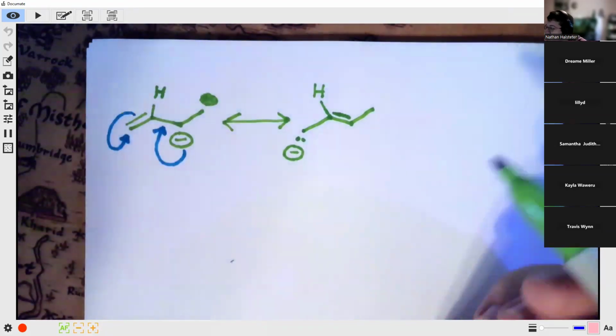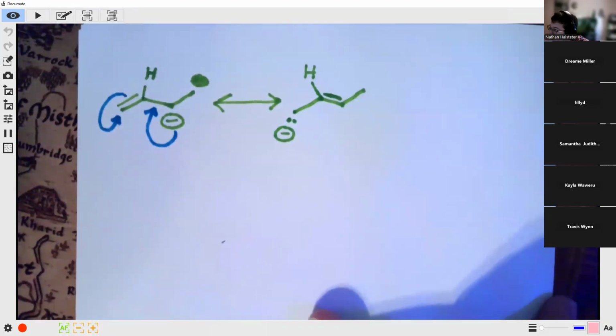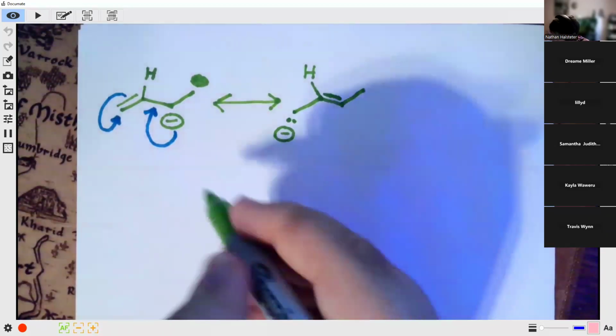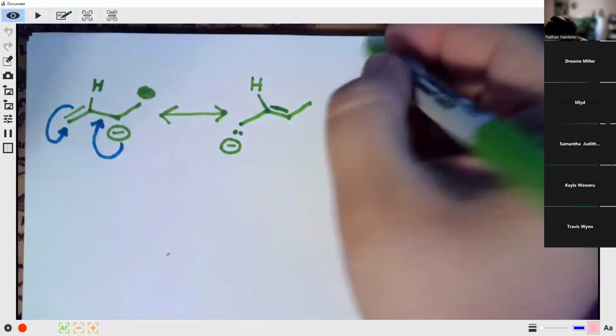So I'll also talk about resonance hybrids real quick. What if I want to show both of these things in one image? We can do what's called a resonance hybrid.